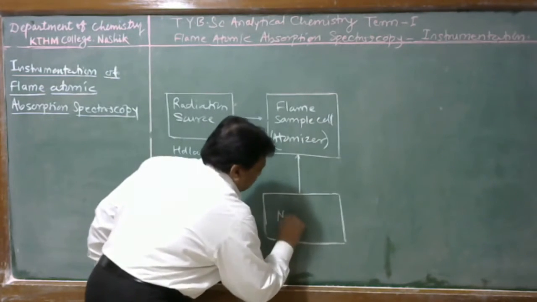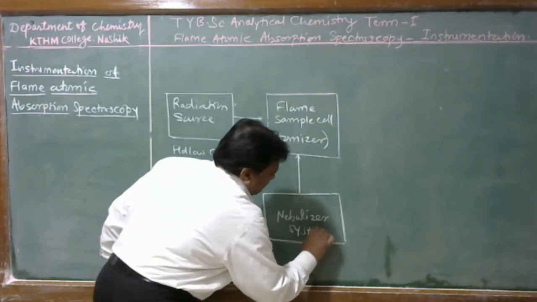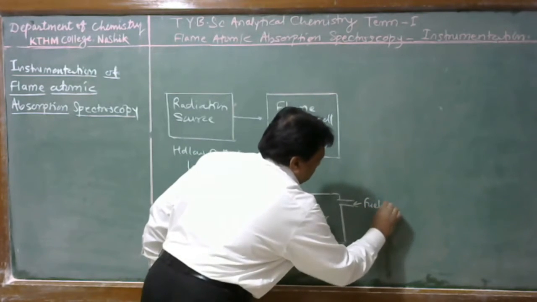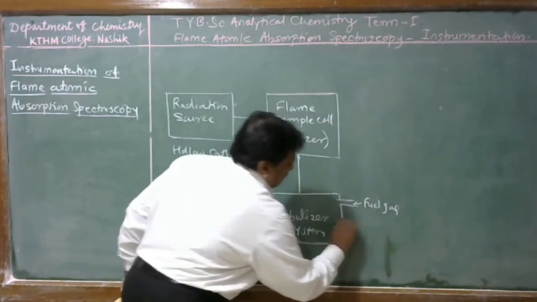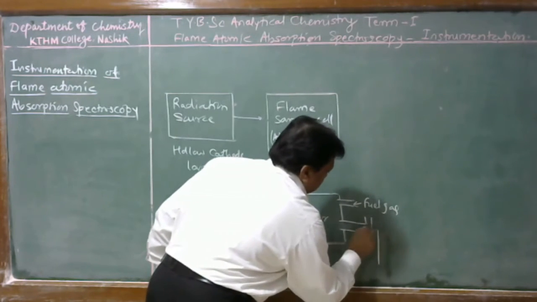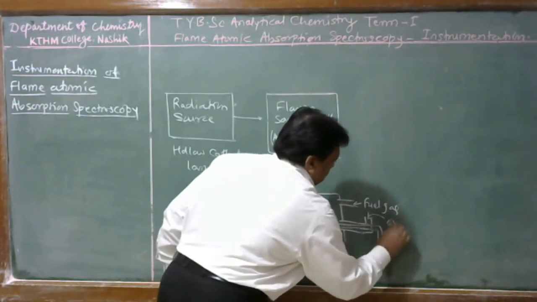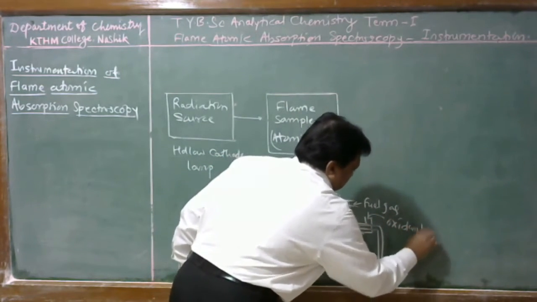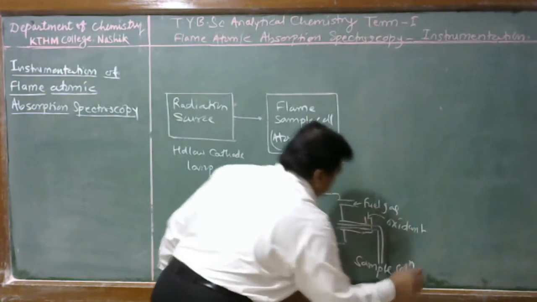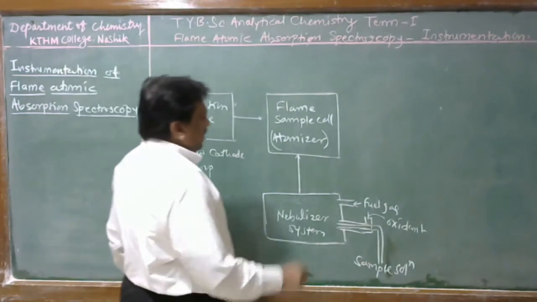This is a nebulizer system. In the nebulizer system, we know that there is an inlet for fuel gas, then an inlet for oxidant, and the sample solution. Therefore, here an oxidant and here a sample solution. That means it is a similar nebulizer to the one we studied in flame emission spectroscopy.